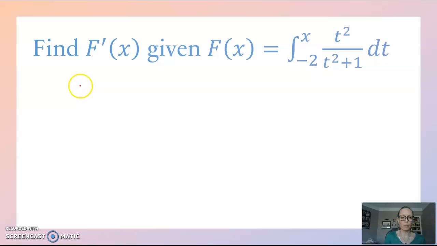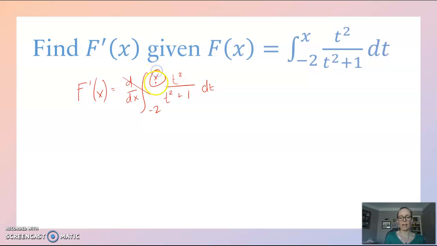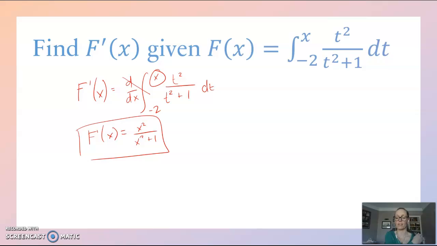And so what we're doing when we take the derivative of this function is we are deriving the integral. So just like we saw in the definition of the second part of the fundamental theorem of calculus, the derivative and the integral cancel out. And my upper bound variable here, the x, is going to take the place inside of my function. And so the derivative is x squared over x squared plus 1. And that's how the second part of the fundamental theorem of calculus works in its simplest form.